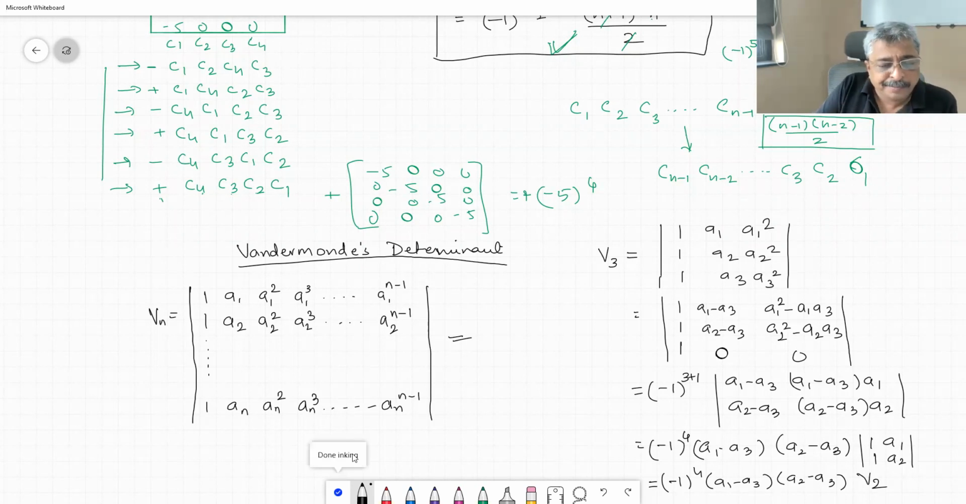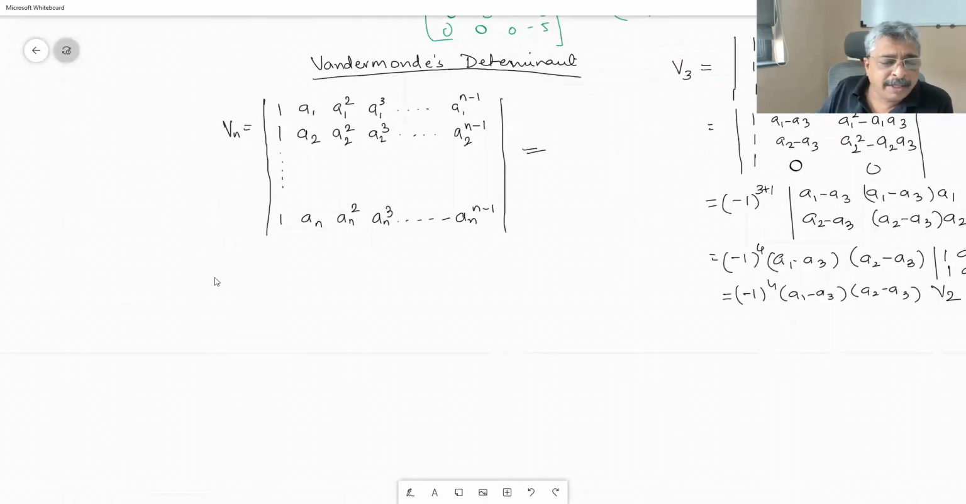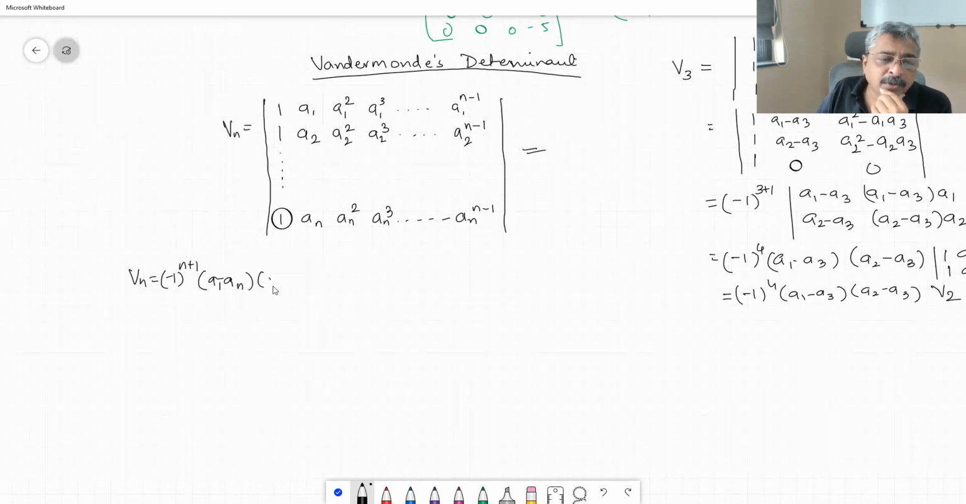And therefore, what we can think of for n by n, if we keep doing it like that, then finally we will have to expand using this one, correct? We will get Vn equal to minus 1 raised to nth row first column, n plus 1, right? And then you will observe that all those things come out: a1 minus an, a2 minus an, dot dot dot, an minus 1 minus an. These are the brackets times Vn minus 1. This will be the recurrence relation for this particular identity.